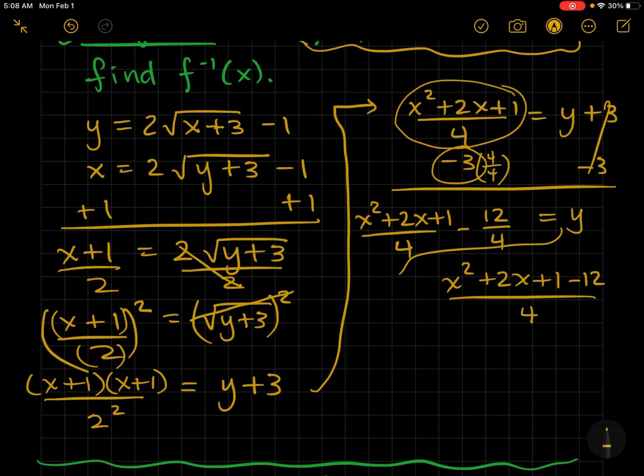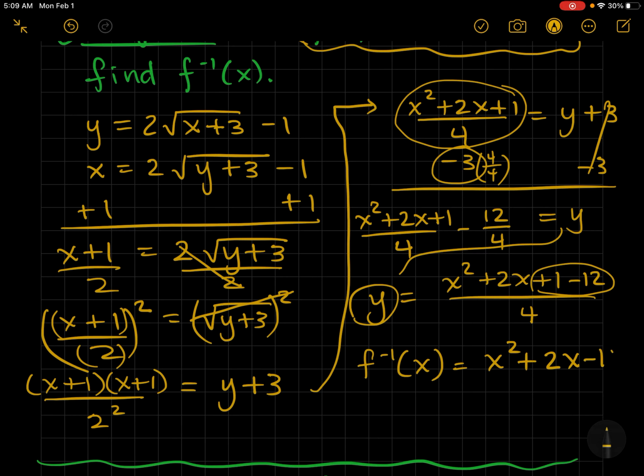And notice I'm just getting a little more comfortable. I prefer my y on the left. And now I'm going to combine those like terms and I'm done. And I'm going to go ahead and put in the proper notation. Never leave the y over here. Remember that step 4 tells us to put that f inverse in there. So my numerator is 2x minus 11 over 4.